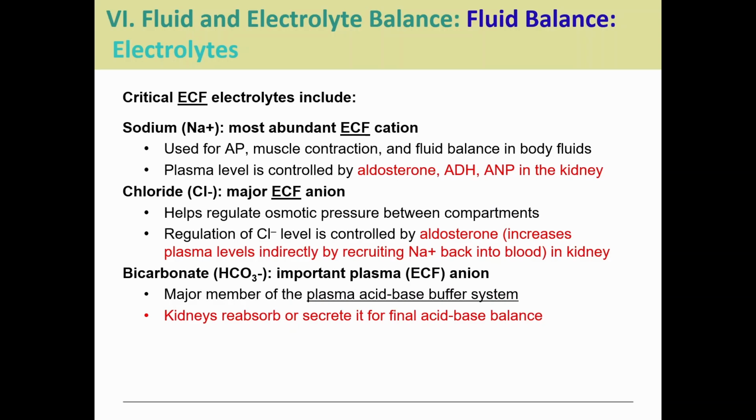The anion that's important here is chloride. This is going to help maintain osmotic pressure. We can control this using aldosterone because it can increase the plasma levels by recruiting the sodium back in the blood, which means water comes with it. And then bicarbonate, this is going to help serve as a buffer. It's a major buffer, especially in the blood plasma. And our kidneys can then resorb or secrete this to help finalize the acid-base balance.